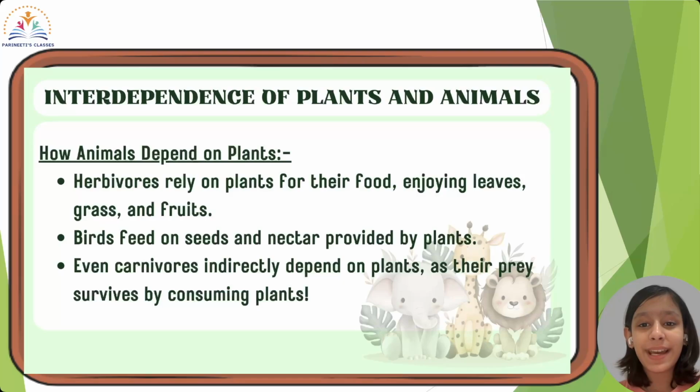Nature beautifully connects plants and animals in a web of mutual support. So, plants and animals are interdependent. First, we'll see how animals depend on plants. Herbivores rely on plants for their food, enjoying leaves, grass, and fruits. Birds feed on seeds and nectar provided by plants. Even carnivores indirectly depend on plants, as their prey survives by consuming plants.